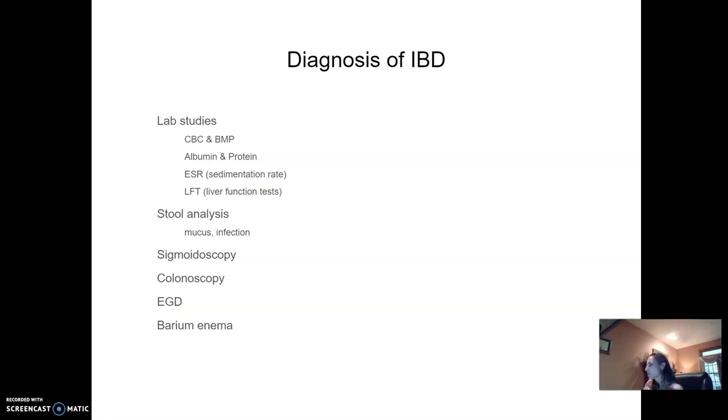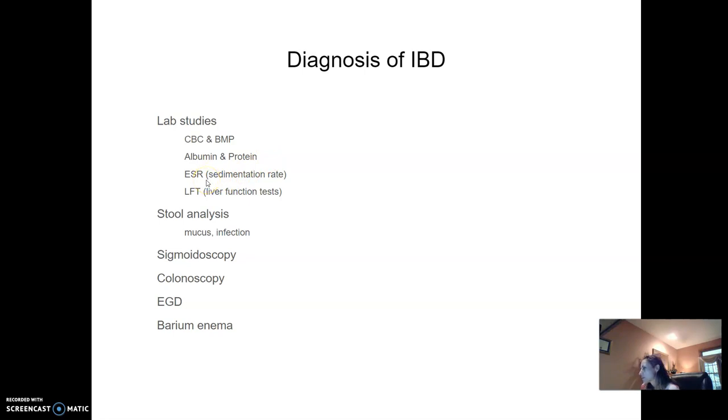So we diagnose both of these by doing a few different things. We'll look at their lab work. The CBC may show us that they're anemic. That BMP may be off because they're having this frequent diarrhea, so those electrolytes may be low. You might see low potassium, low sodium, just low everything. Because that malnourished state is happening, you may see a low albumin and a low protein.